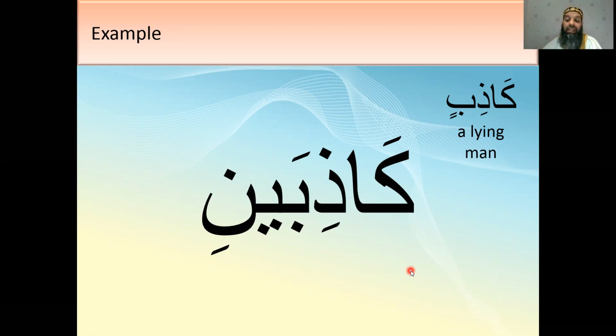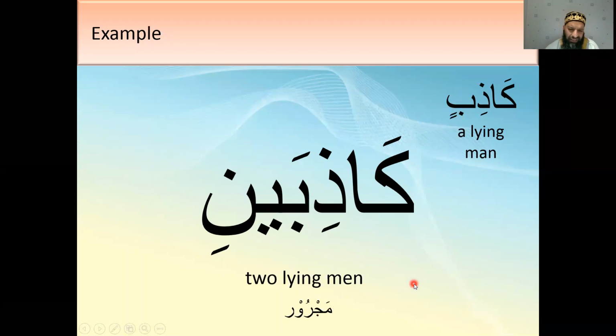Right, kadhibaini. What's kadhibaini? Two lying men, and what case? Yeah, mansoob or majroor will do. I put majroor because I've shown you there. It's majroor there, so I put majroor. If you put mansoob, majroor, it's fine. Accept them both, inshallah.